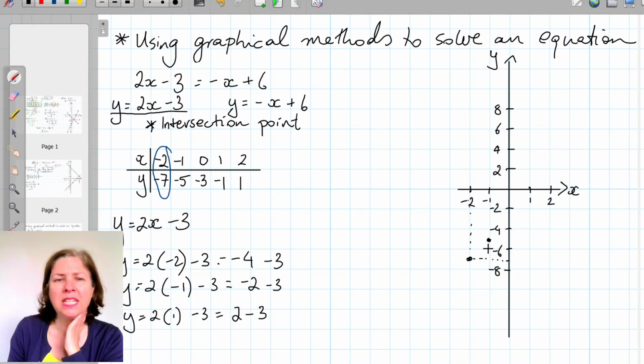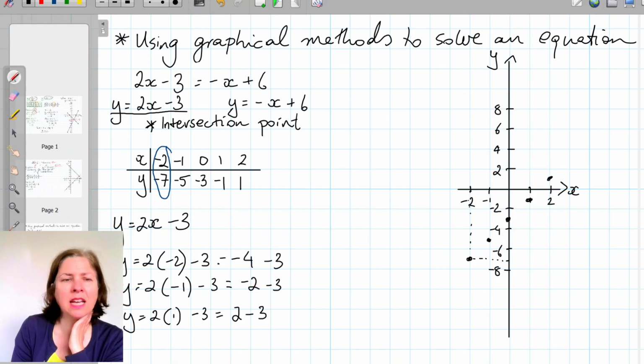My third point is 0, negative 3, that's just there. Then I get 1, negative 1, that's going to be just there. And then I've got 2, 1, which is just there. Then I take my ruler and I join all of those with a straight line. It's not perfect, but that will do.